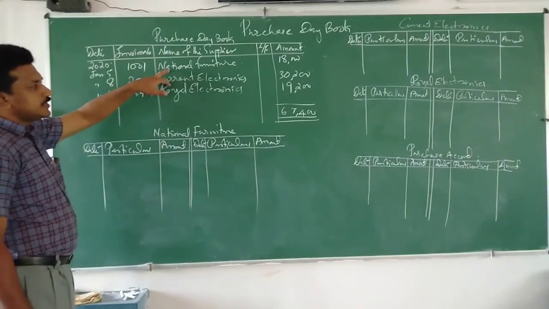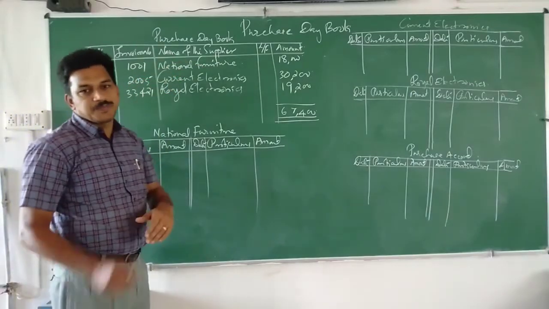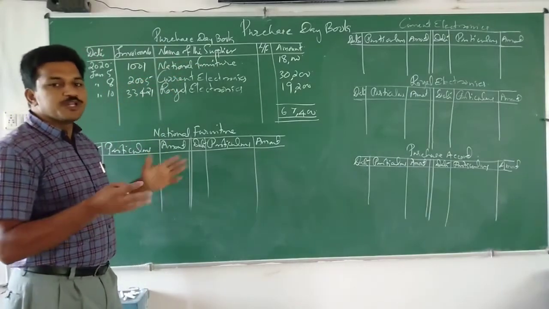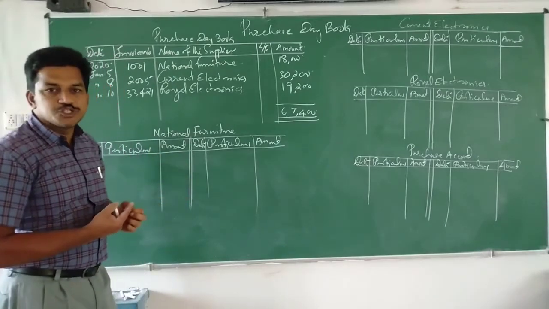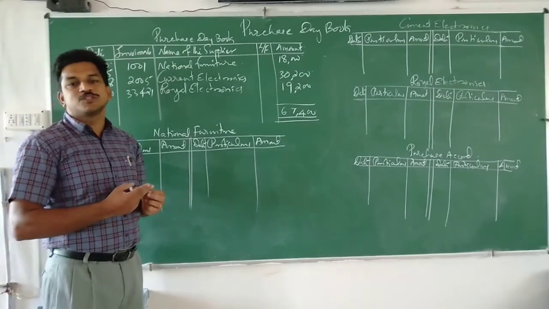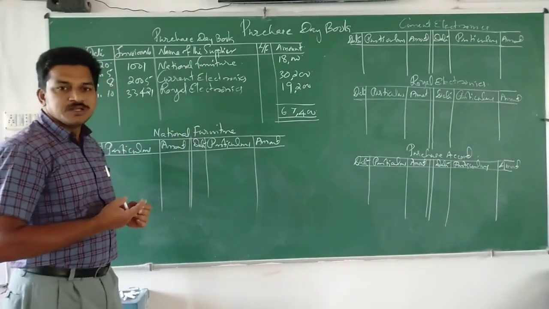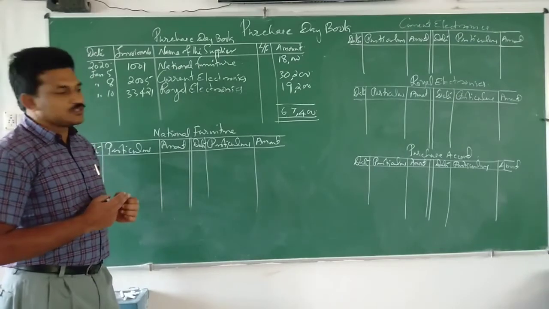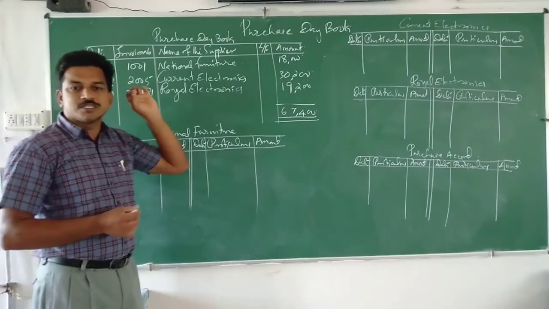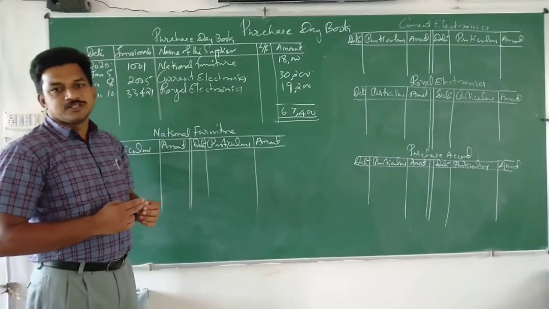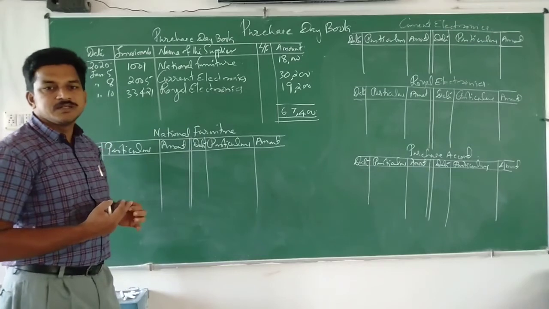See, national furniture. This is one of the suppliers, isn't it? We know that if we purchase goods on credit, what is the journal entry? Purchase account debit to supplier. Here the supplier is national furniture. Purchase account debit to national furniture is the journal entry. So in national furniture account, what can be written?